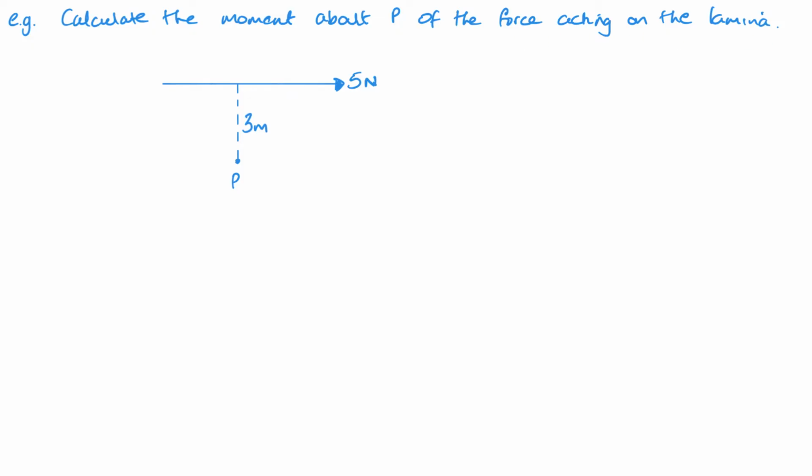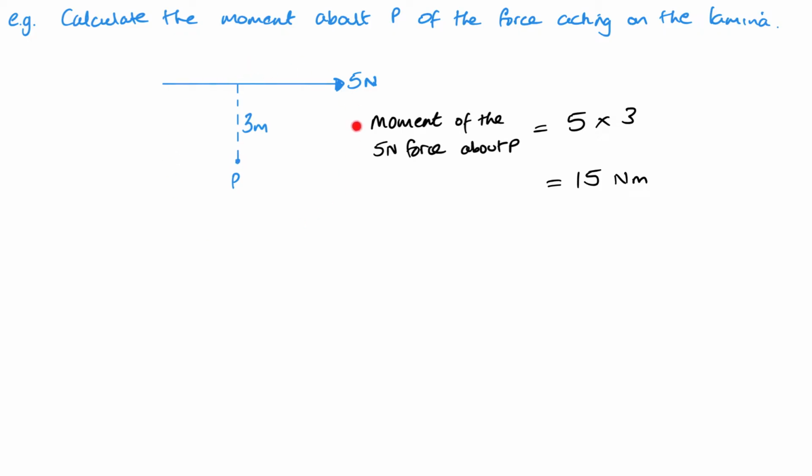Now this one's quite easy and straightforward. So we can see that the moment of the 5 Newton force about P is going to be the magnitude of the force, which is obviously 5, multiplied by the perpendicular distance, which is 3. So 5 multiplied by 3 is 15, and the units are Newton meters. And I also need to put a direction. So looking at it, this is going in a clockwise direction. So I would just put then clockwise.